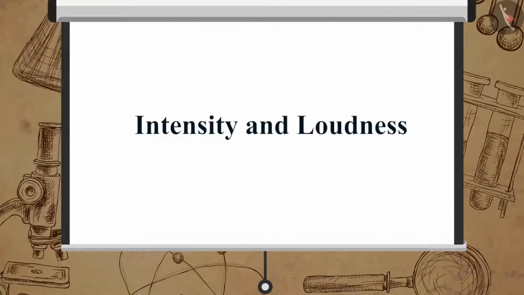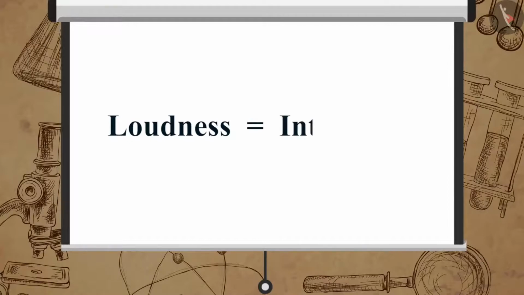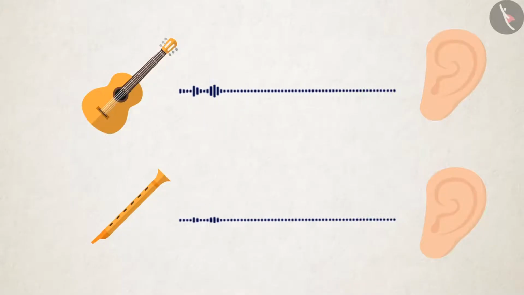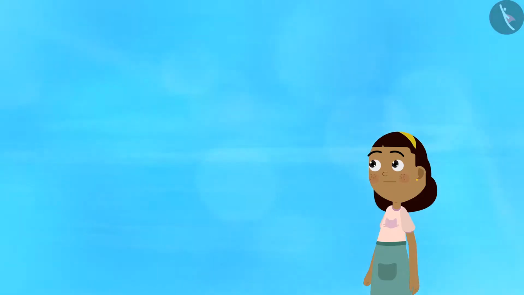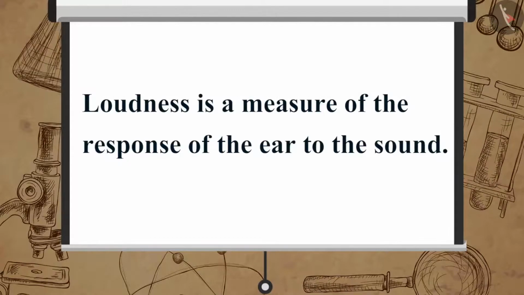Now, let us learn about the intensity and loudness of sound. Intensity of sound is defined as the amount of sound energy passing each second through a unit area. Sometimes, loudness is used in place of intensity. But science does not consider them the same. When we come across two sounds of the same intensity at the same time, we might find one sound louder than the other. It is simply because our ear detects one sound better than the other. Therefore, loudness is a measure of the response of the ear to the sound.